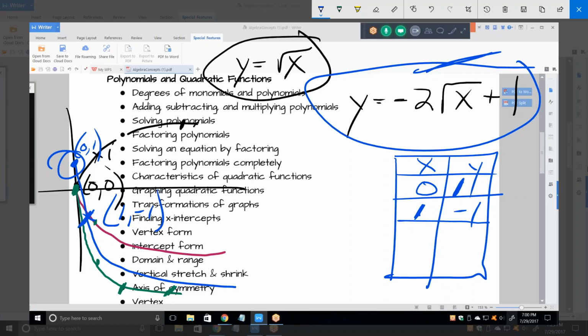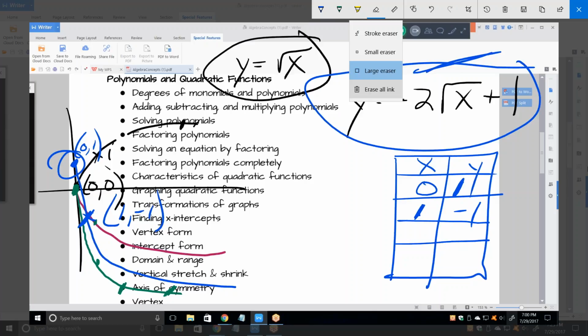So you see what I'm doing? With an XY table, I can get myself a collection of dots. And all I need to really know is the general shape of this function, and I can connect the dots with that shape. But that would ignore this category of transformation of graphs. And they want you to learn about transformations of graphs.